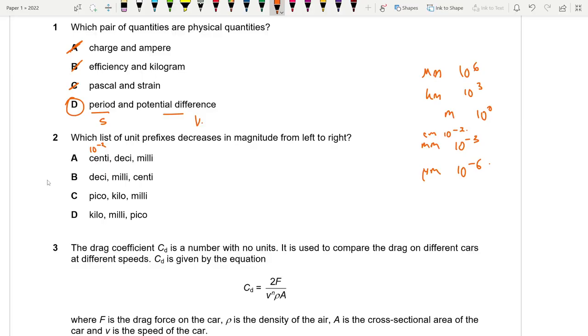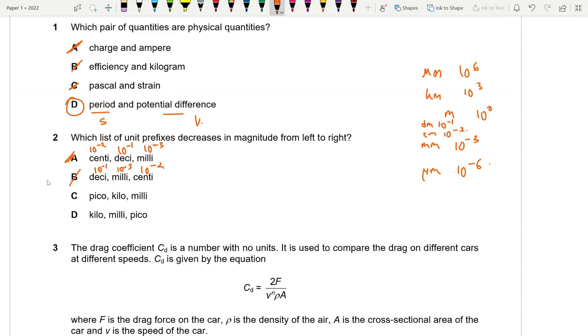And decimeter is at dm cube. You know that from chemistry. That's 10 to the power minus 1. So 10 power minus 1, 10 power minus 3. So it is not decreasing in magnitude from left to right because deci is the greatest one. So A is wrong. 10 to the power minus 1, 10 power minus 3, 10 to the power minus 2.